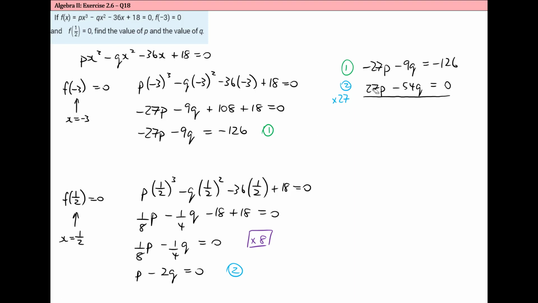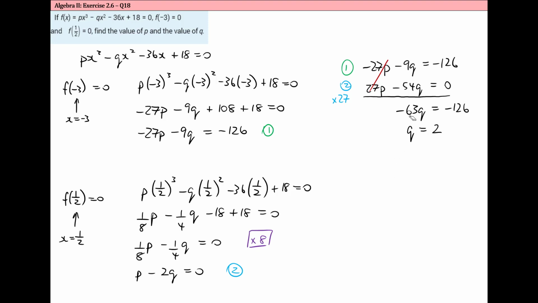So minus 27p plus 27p is 0. Minus 9q minus 54q is minus 63q. And minus 126 plus 0 is minus 126. Dividing both sides by minus 63, I get that q is equal to 2.